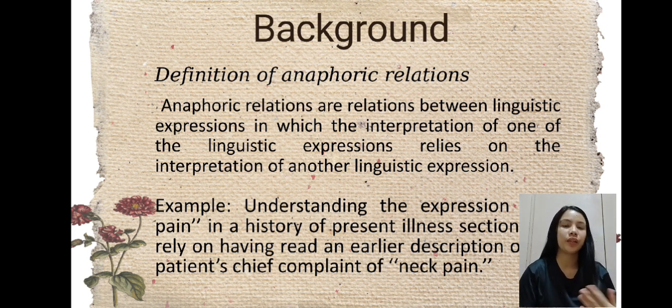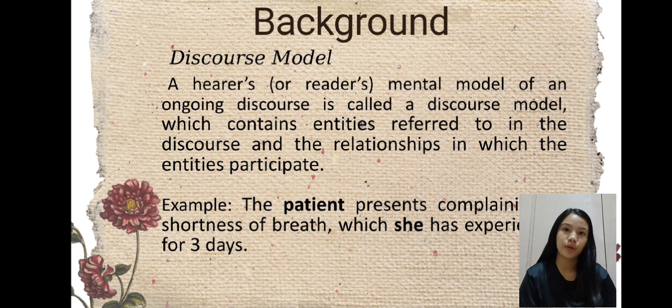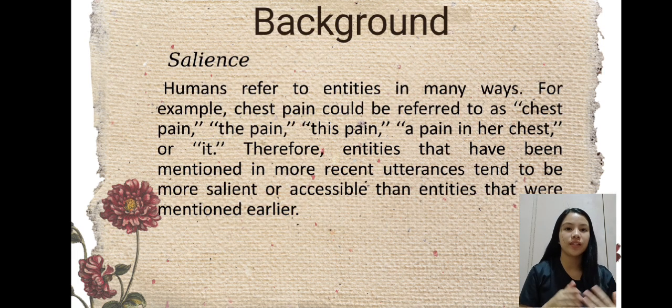So for example, you encounter the phrase "the pain" in a text, so its interpretation may require context from a previous mention of pain, such as neck pain. Next is the discourse model. A hearer's or reader's mental model of an ongoing discourse is called a discourse model, which contains entities referred to in the discourse and the relationships in which the entities participate. So practically, a discourse model is the mental representation that a listener or reader builds while engaging with a conversation or text.